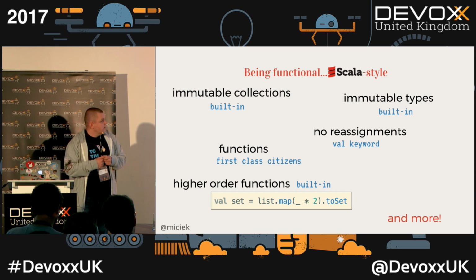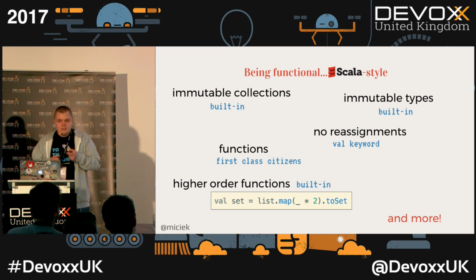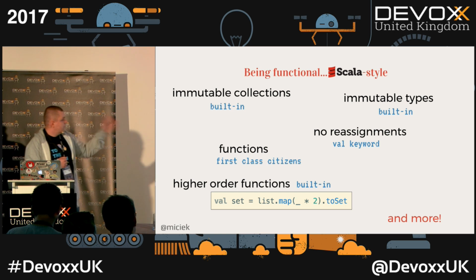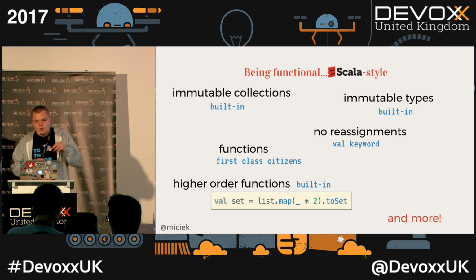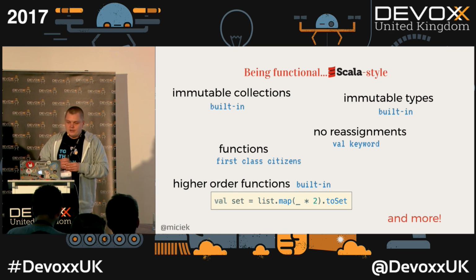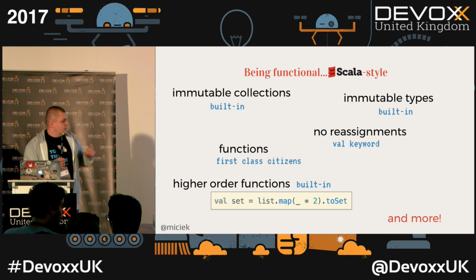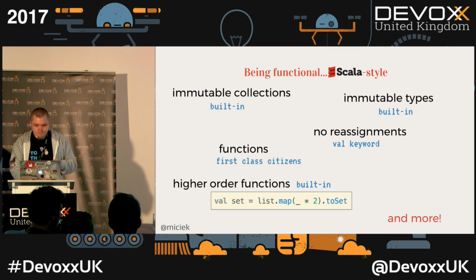The same cannot be said about Scala, where everything is built into the language. We have the val keyword, which is more concise. Functions are first-class citizens, the real ones. And of course, we have immutable collections. So the API for higher order functions is a lot more concise.